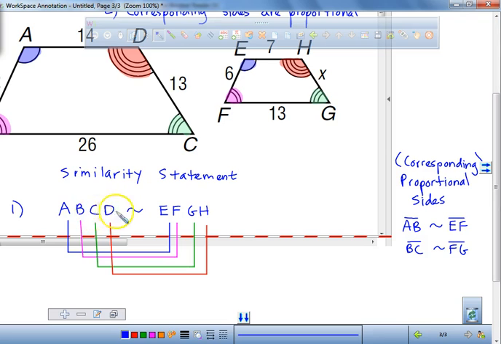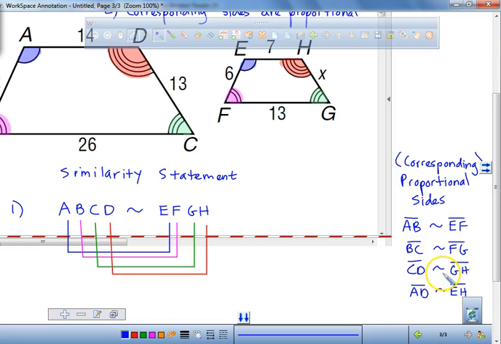Now I'm going to jump to what? CD. CD, GH. Now the last one, I'm going to start. The first to the last is the same as this first to the last. So what's this one? AD. AD, EH. There you go. So all of these sides, they're not equal, but all of these sides are proportional.